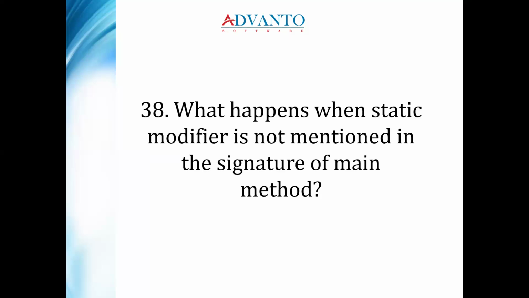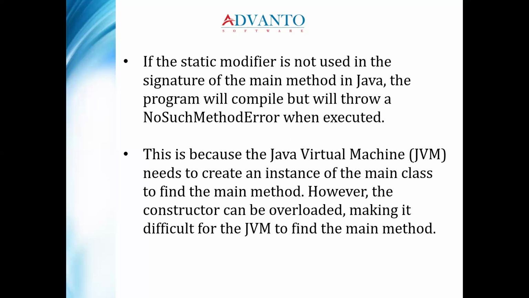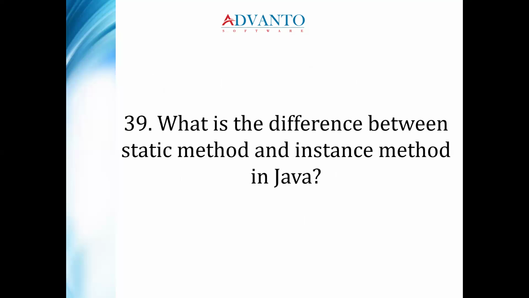Next, what happens when static modifier is not mentioned in the signature of main method? If the static modifier is not used in the signature of the main method in Java, the program will compile but will throw a no such method error when executed. This is because the Java virtual machine, that is JVM, needs to create an instance of the main class to find the main method. However, the constructor can be overloaded, making it difficult for the JVM to find the main method.